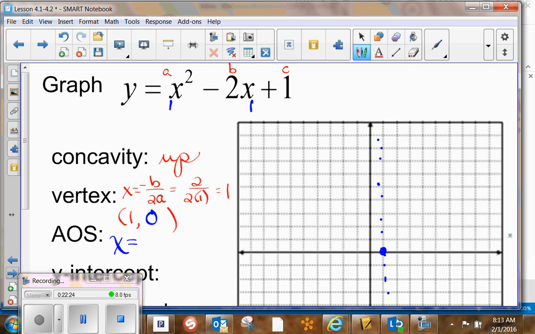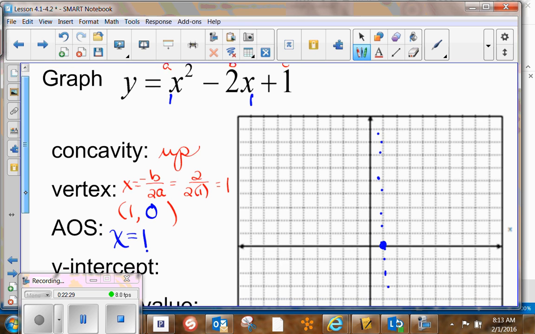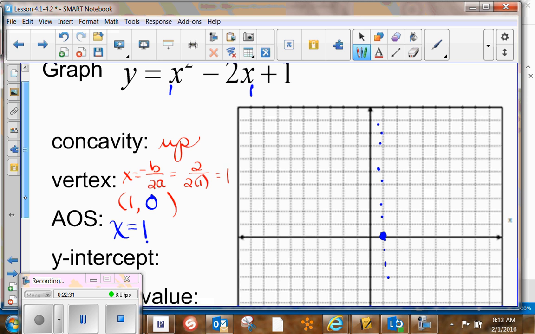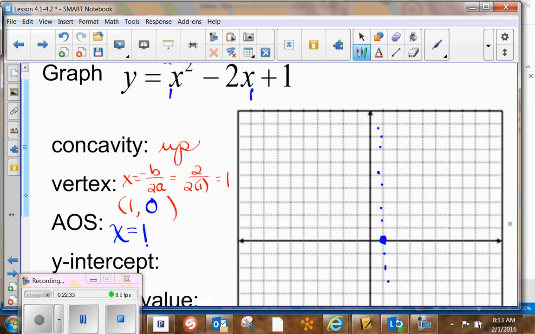x equals 1. My y-intercept is staring at me because when I set my x equal to 0, everything cancels except for that 1 just hanging out there in the breeze. So (0, 1) is my y-intercept, and (1, 0) is going to be my vertex. So as far as the graph's concerned, I'm good now. I can throw this over here, this corresponding point.